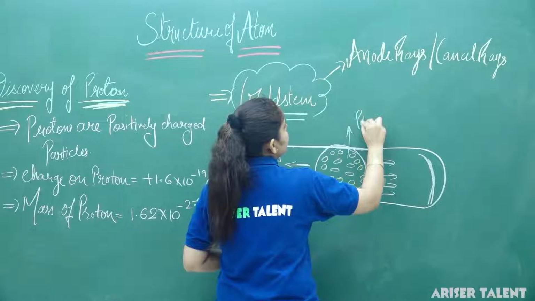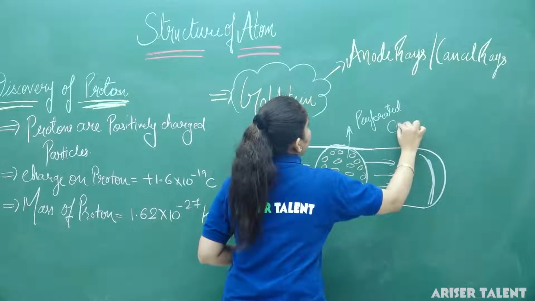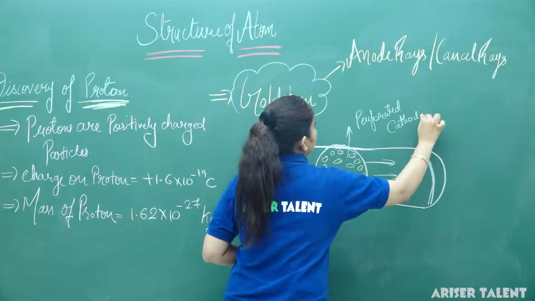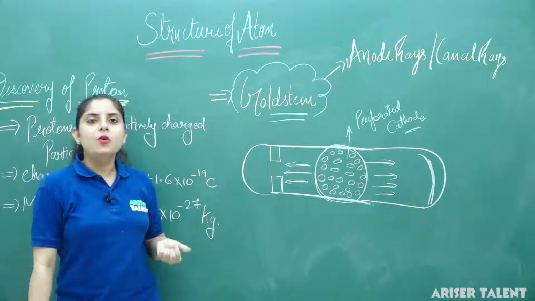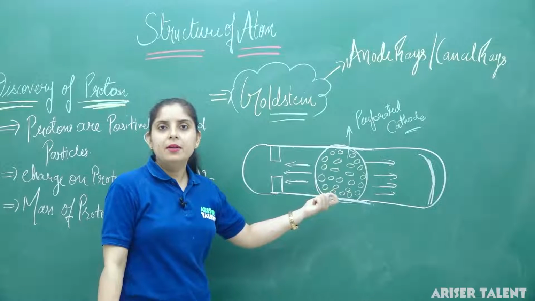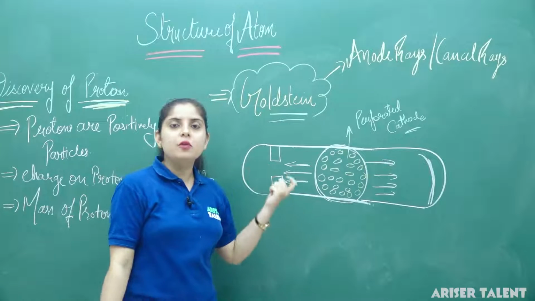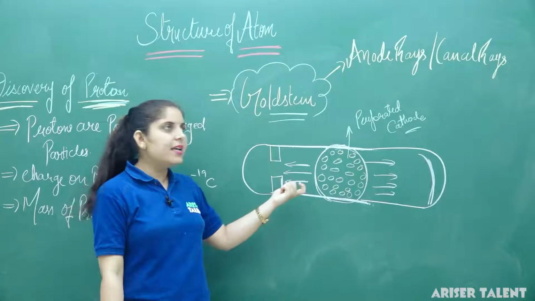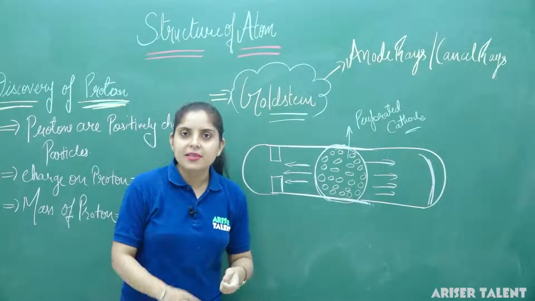Now, what is a perforated cathode? A perforated cathode is a cathode which has fine holes in it. So, the discovery of the canal rays was done by using this perforated cathode, and he made some modifications in this glass tube for performing this experiment.